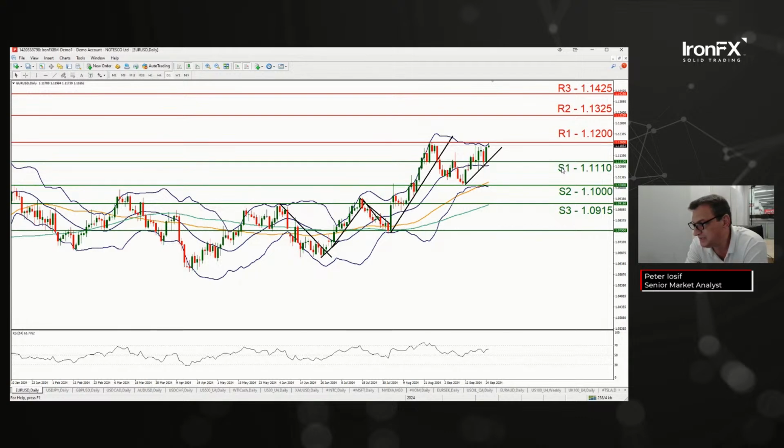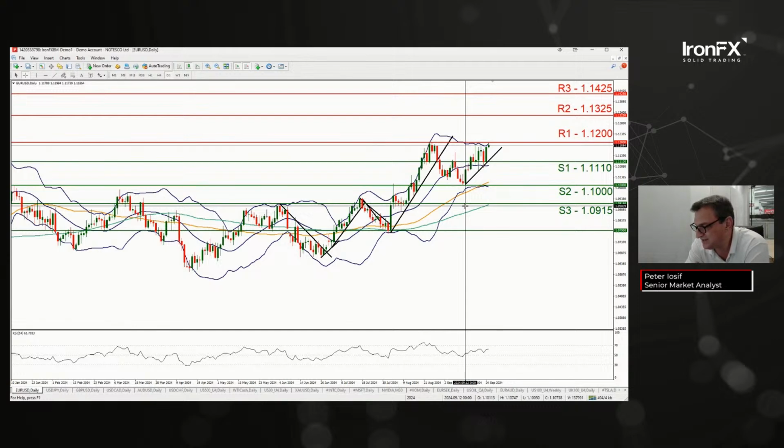For the time being, we tend to maintain a bullish outlook for the pair, and we're basing this practically on the upward trend line, which is guiding the pair right here, and has been doing so practically since the 12th of the month. So one element which tends to support further bullish movement is the upward trend line.